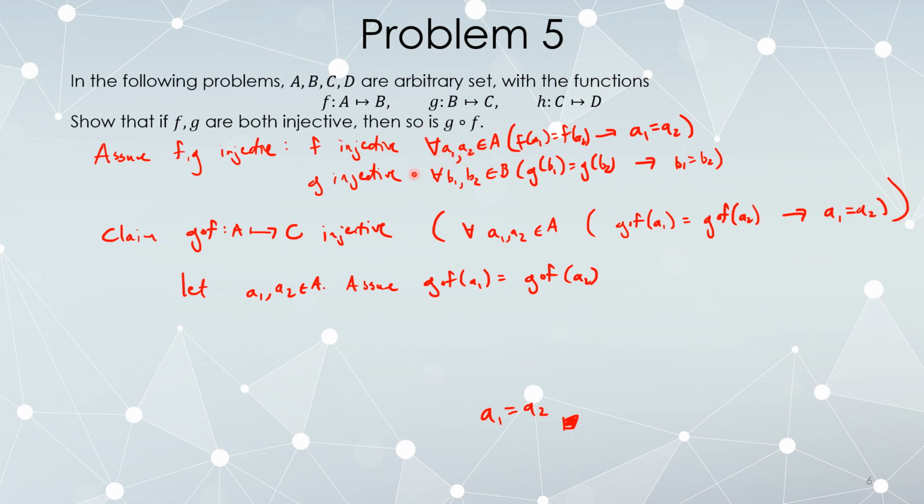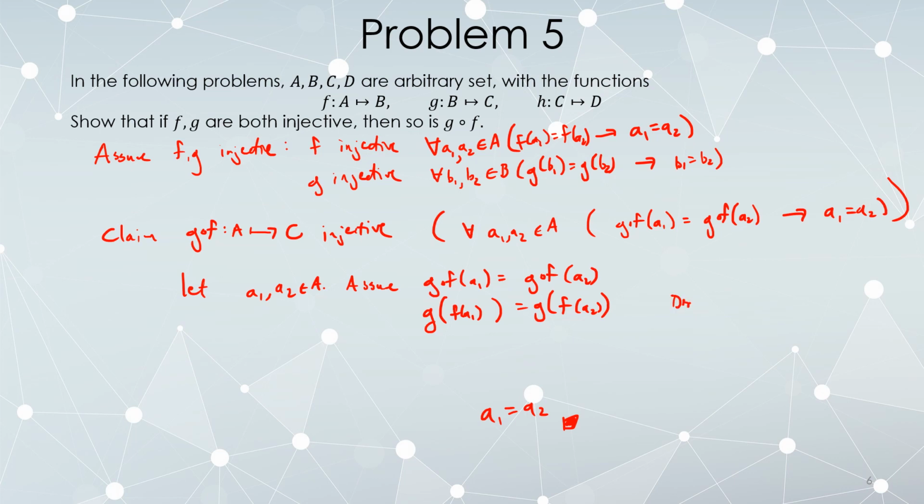But also, this is just the definition. This doesn't even need to be written in the proof. This is just the definition of assuming f and g are both injective. So A1 and A2 are arbitrary elements of the set A, and we've gone ahead and assumed the hypothesis g of f of A1 is equal to g of f of A2. But this can be interpreted as g of f of A1 and g of f of A2.